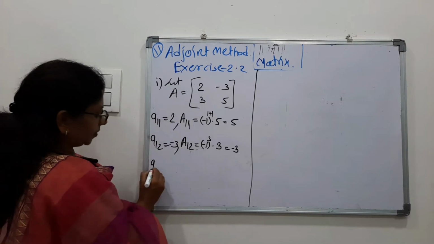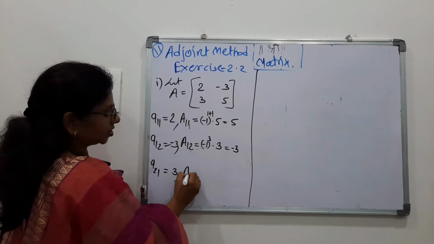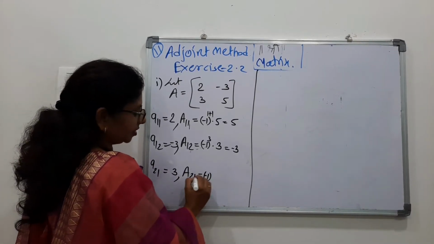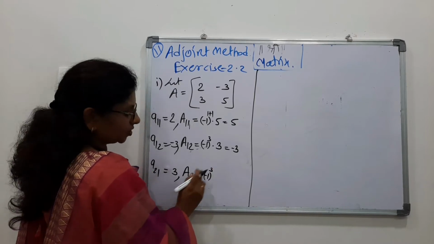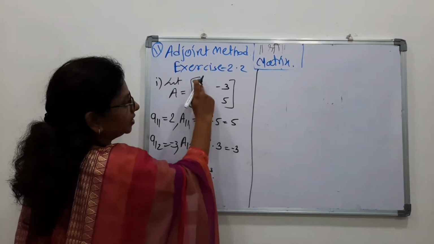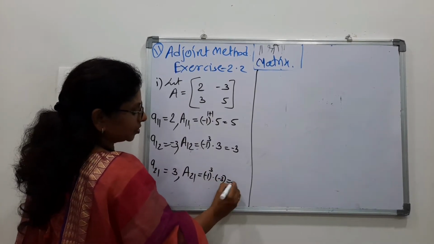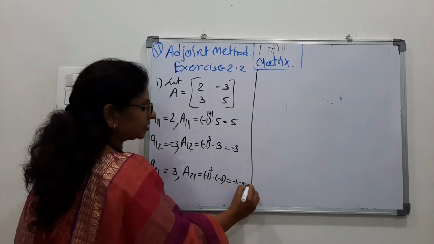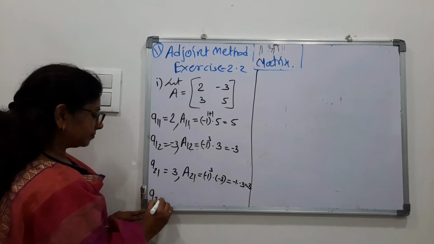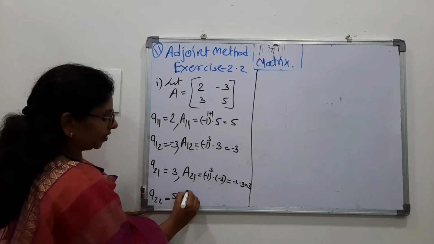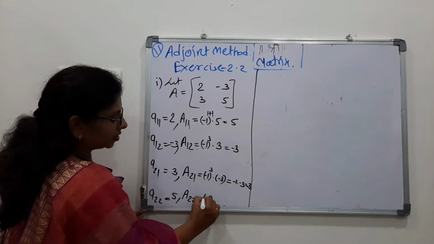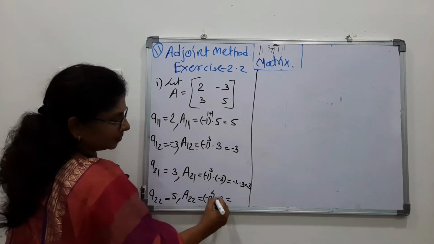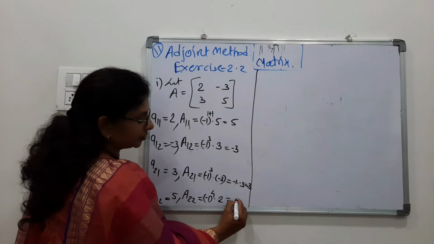Next element, what is that? A21 is 3. So the corresponding cofactor is capital A21, that is minus 1 raised to the power 2 plus 1, that is 3, into, hiding this row and this column, minus 3. So minus to an odd power, so minus 1 into minus 3, that is plus 3. Now the last element, A22. What is that? 5. The corresponding cofactor is A22, minus 1 to the power 4 into, hiding this row and this column, remains 2. That is minus 1 to an even power, so plus 1. Plus 1 into 2 is 2.